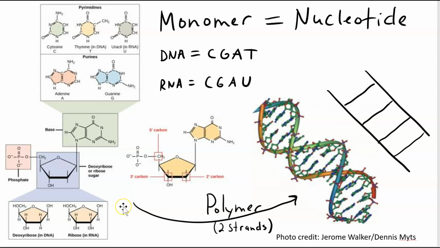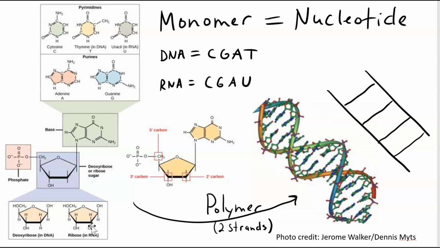There are two types of sugars in nucleic acids. In DNA, it's deoxyribose sugar, and in RNA, it's ribose sugar. The only difference between these molecules is that deoxyribose has a hydrogen here at position 2, whereas ribose has a hydroxyl group here at position 2.